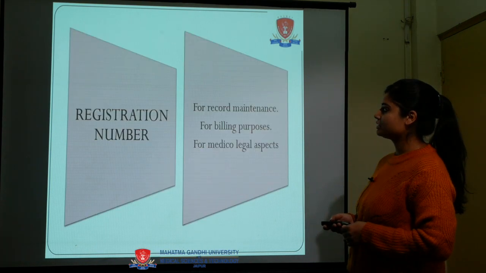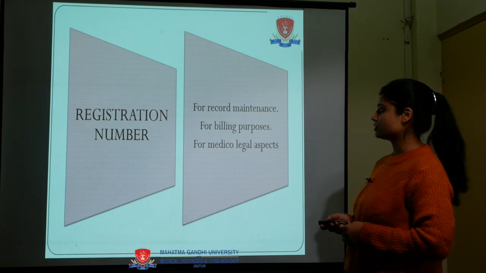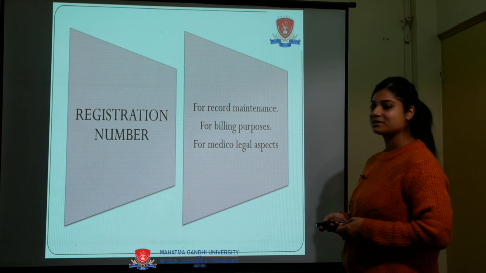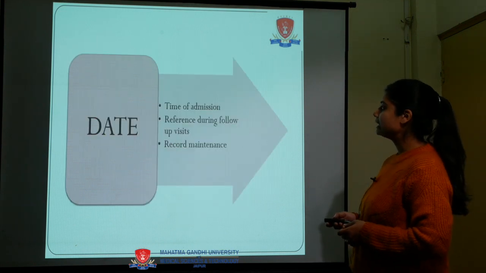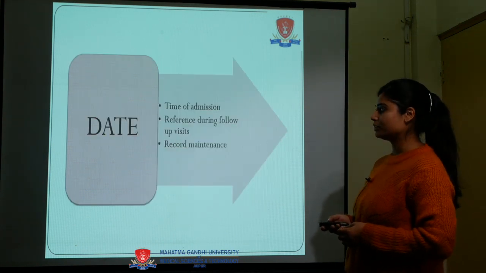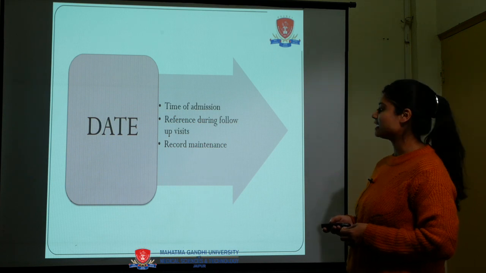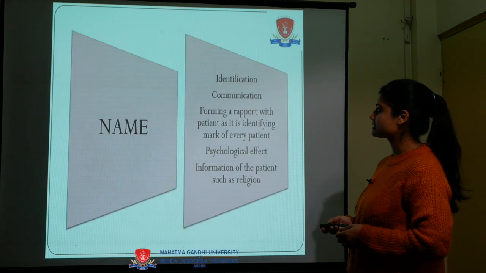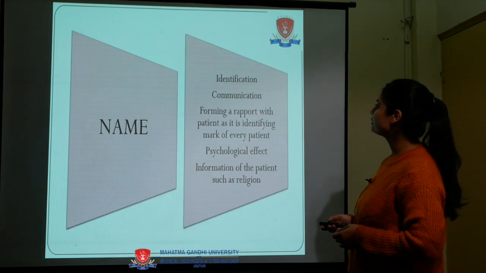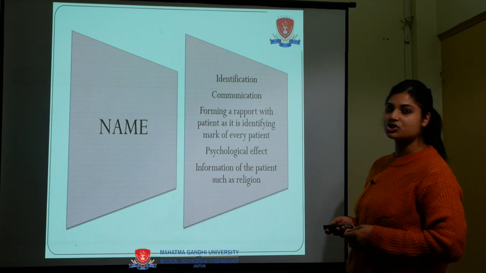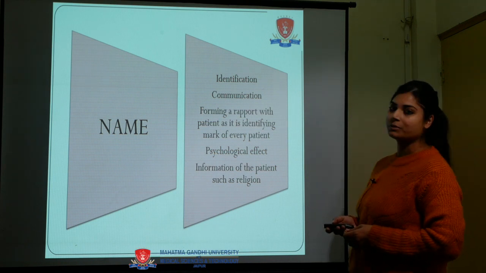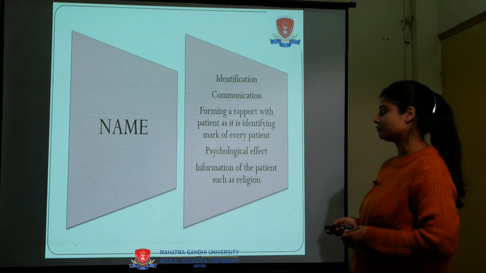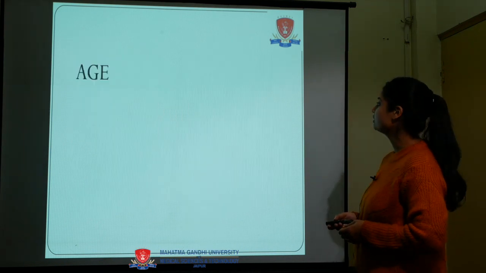First is demographic data. Demographic data includes the registration number, which is required to maintain the record and for billing purposes and for medico-legal aspects. Date is required for the time of admission, reference during follow-up visits and record maintenance. Telephone number is for follow-up visits. Name is necessary for identification, communication purpose and forming a rapport with the patient, and as it is the identifying mark of every patient, psychological effect, information of the patient such as religion.